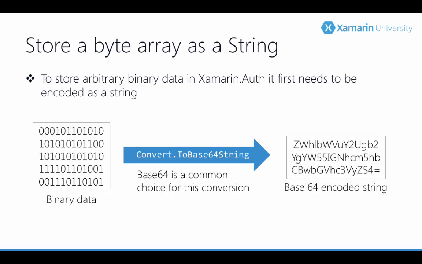Remember that the key material and the IV are stored as byte arrays, but Xamarin Auth is only able to store string data. So to convert our byte arrays to strings, we'll use Base64 encoding. And Base64 is a binary to text encoding scheme that represents our binary data in an ASCII string without any loss of data. And Base64 encoded strings can be safely decoded back to the byte arrays when restoring values from Xamarin Auth.